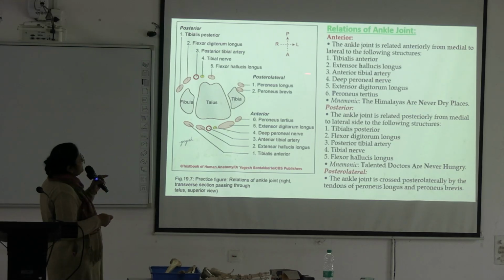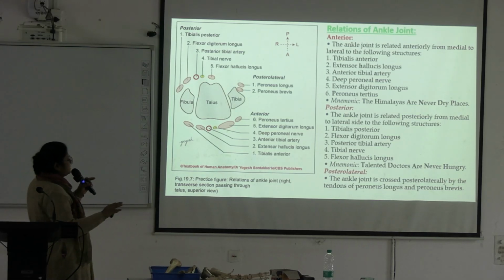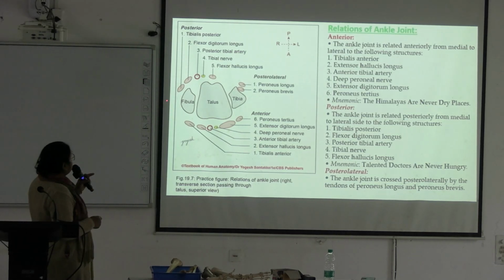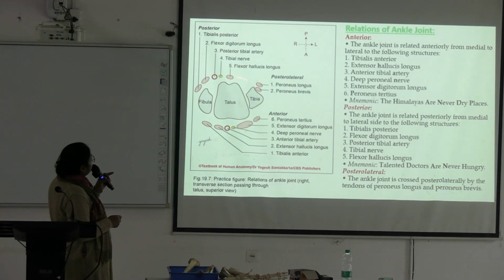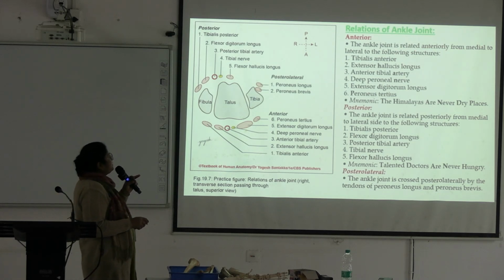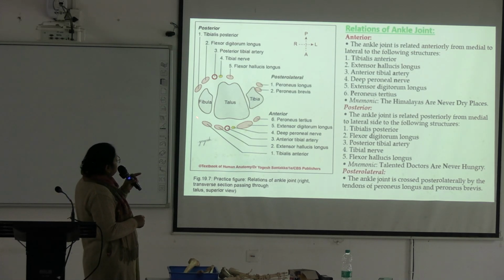Next we are going to the different relations of the ankle joint. See, this is a cross section through the ankle joint. Here you can see the talus. On the medial side, the medial malleolus, part of the tibia, and on the lateral side, the lateral malleolus, that is part of the fibula. These structures are related posteriorly and these structures are related anteriorly. So this is the lateral side and this is the medial side. The ankle joint is related anteriorly, from medial to lateral, to these structures.